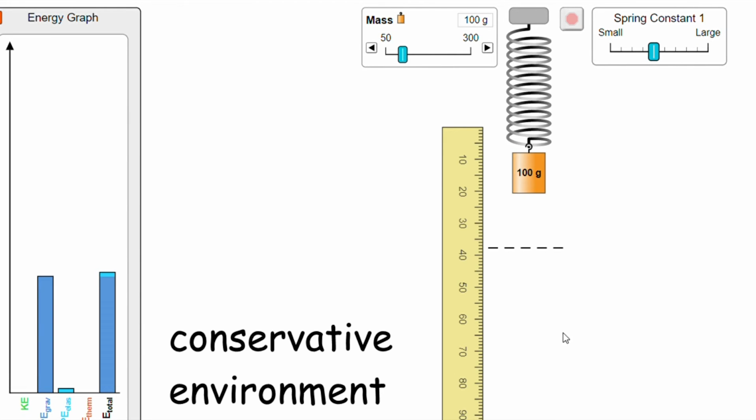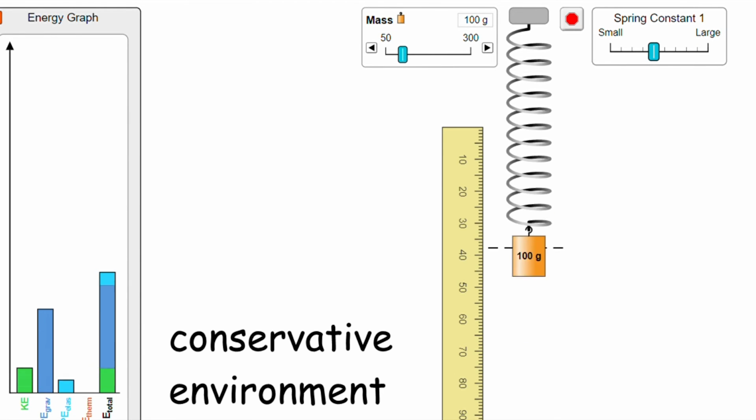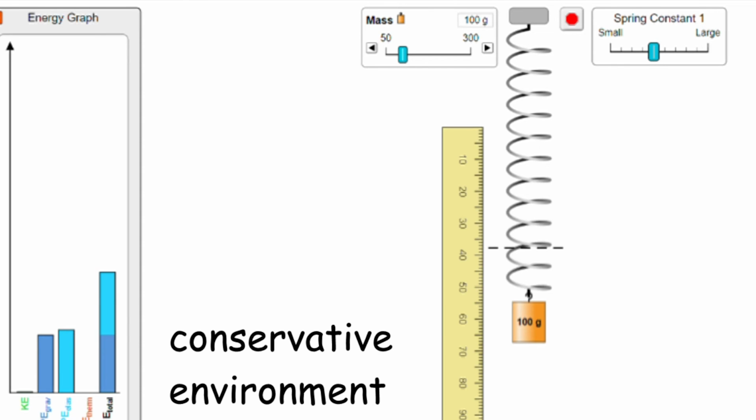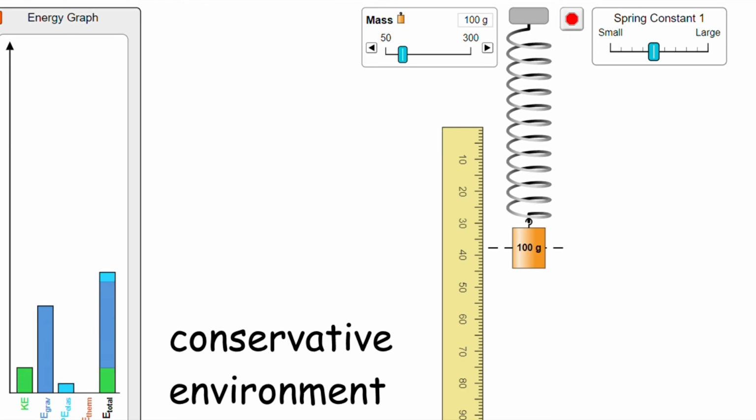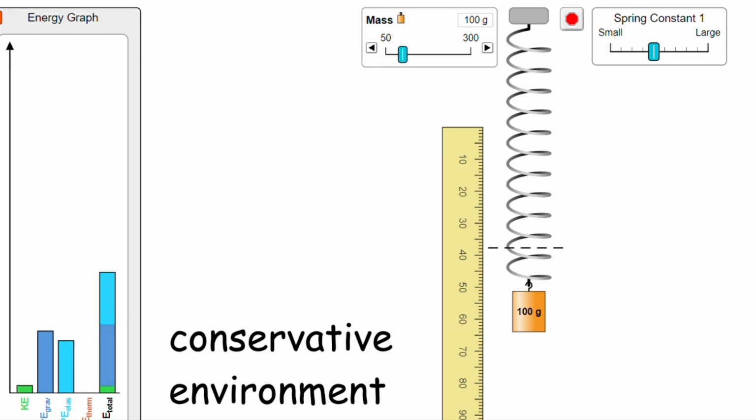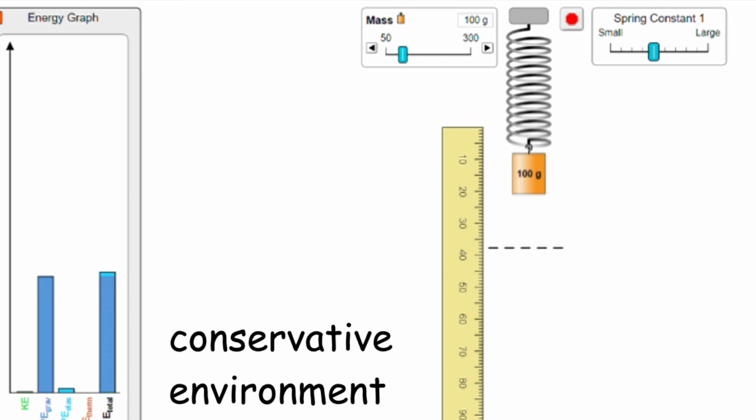Here you can see the equilibrium point at the dashed line. When the spring is stretched to its maximum below the equilibrium position, you can see that the elastic potential energy is at its maximum, where it is greater than the gravitational potential energy, which is what brings it back up. In contrast to this, when the spring is compressed above the equilibrium position, its gravitational potential energy is at its greatest, making up the total energy in the system.